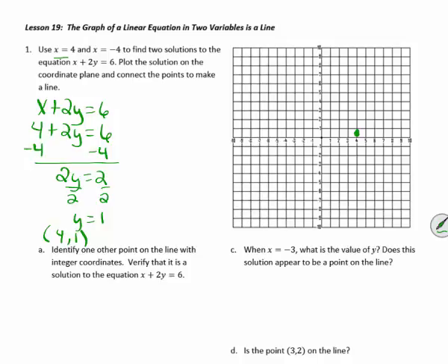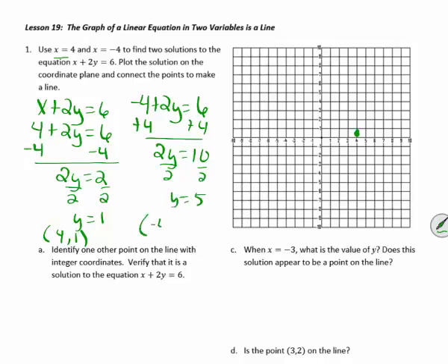Now I'm going to put in -4. So -4 plus 2y equals 6. Add 4 to both sides. So 2y equals 10, divided by 2, so y is 5, which means this is the point (-4, 5). If I put that on the graph, it's going to be right about there.